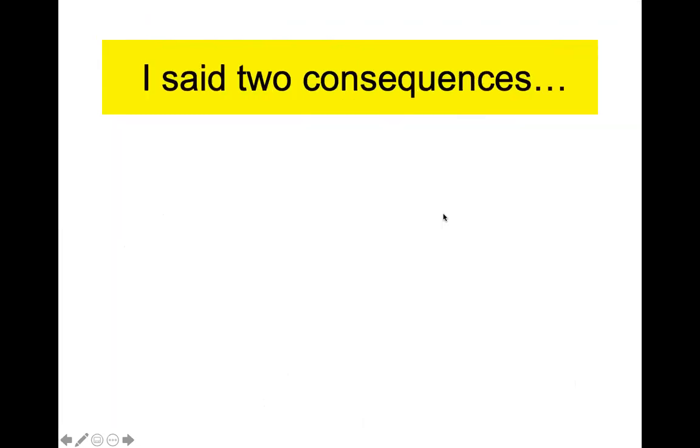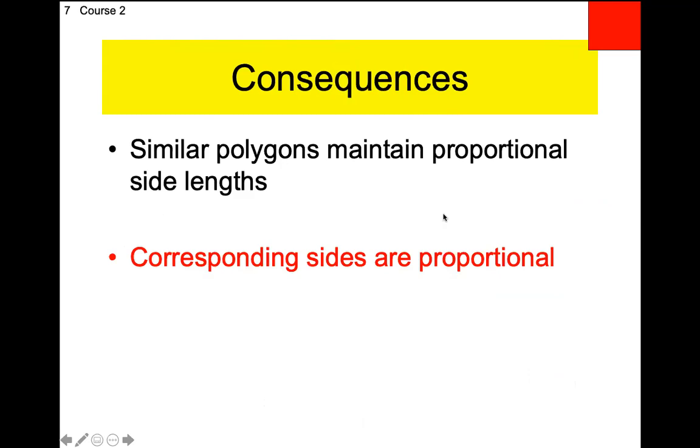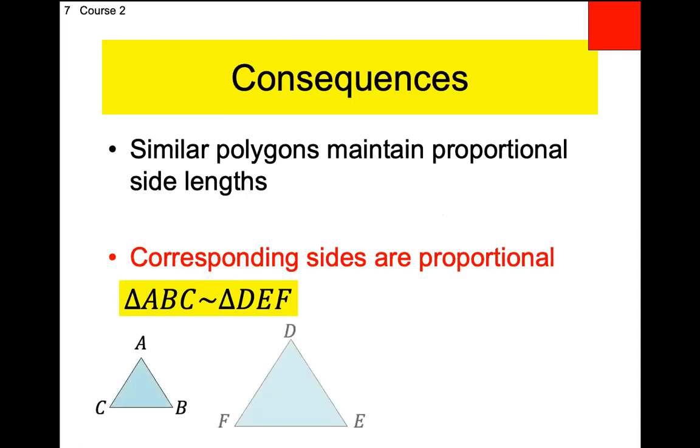Moving on to consequence number 2. Consequence number 2, this is the more challenging of the two, and that is that the sides of similar figures are in a proportion. That means a ratio, two ratios that are equal to each other. In other words, cross multiply. So all the sides. The hardest thing here is to figure out which side goes with which side.